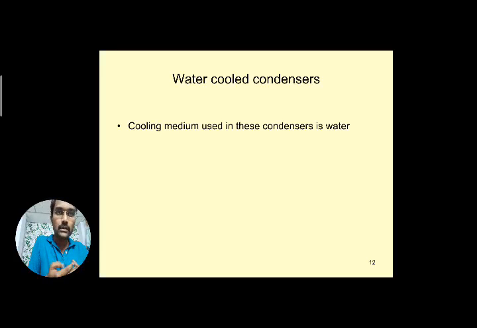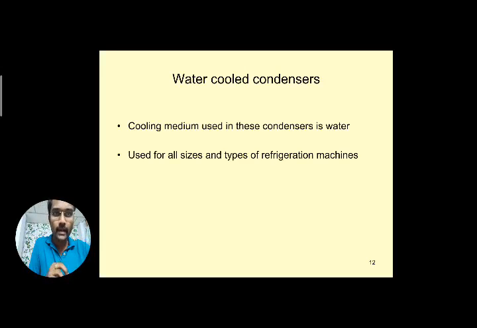And coming to the water cooled condensers, we will mostly explain these three types. Why the name is given water cooled: the cooling medium used in these condensers is water, whereas in the previous case it is air. It is used for all sizes and types of refrigeration machines, whether bigger or smaller capacity. So these water cooled condensers are employed.